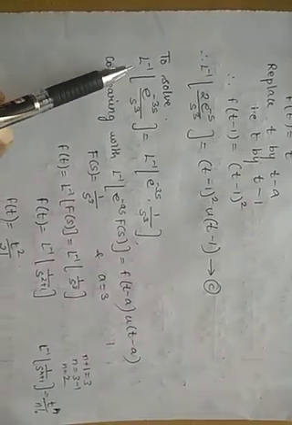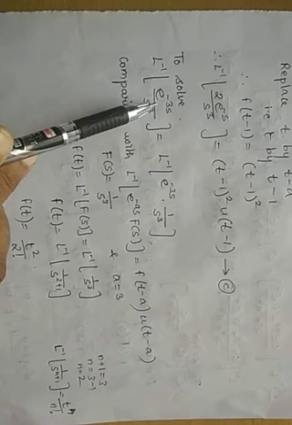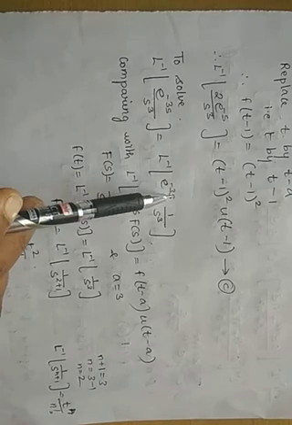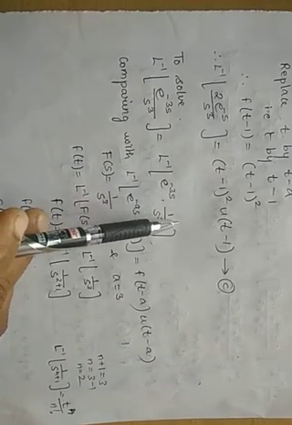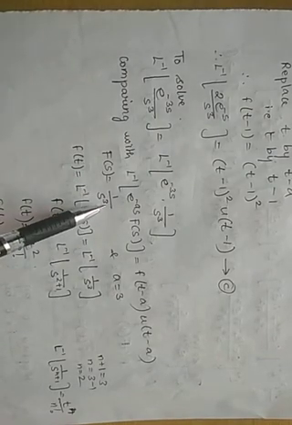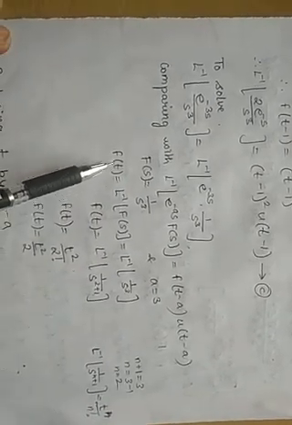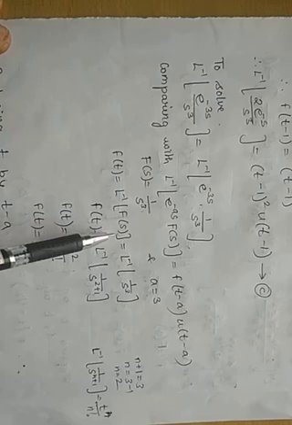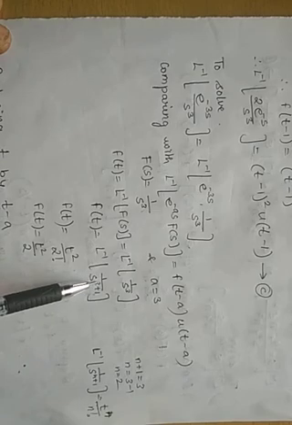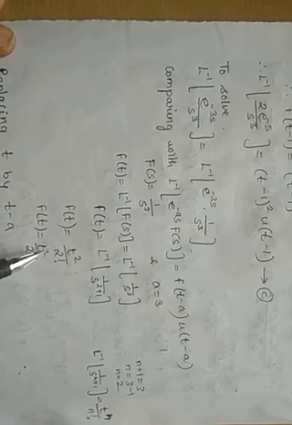Now to solve L inverse of e raised to minus 3s upon s cube. Again it is of the form e raised to minus as, so I'll make it in the form e raised to minus as into f of s. Comparing with this property, I have f of s as 1 upon s cube. What is a? a is 3. Once we get f of s, find f of t. It is L inverse of 1 upon s cube. Expressing in the form of n plus 1, this will become s raised to 2 plus 1. So t square upon 2 factorial.